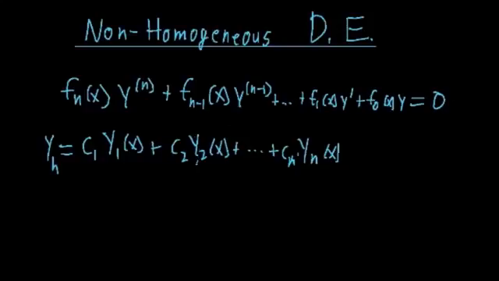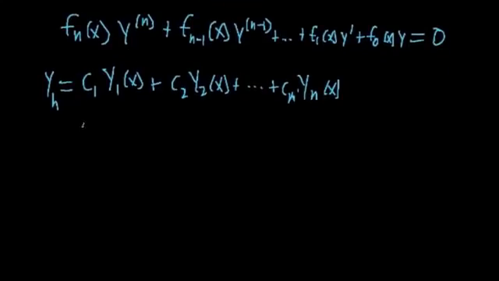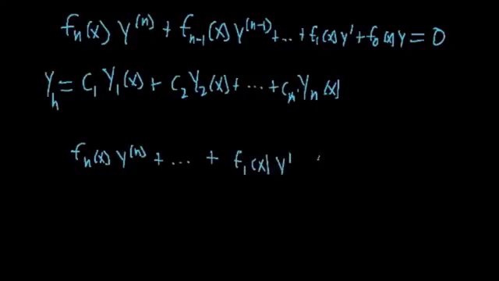Now let's start talking about non-homogeneous differential equations. So same general form, like f_n of x times the nth derivative, and I'm just going to go ahead and say plus f1 of x times the first derivative plus f naught of x times y, if all of this is equal to some function q of x instead of 0. And q of x can be any continuous function.